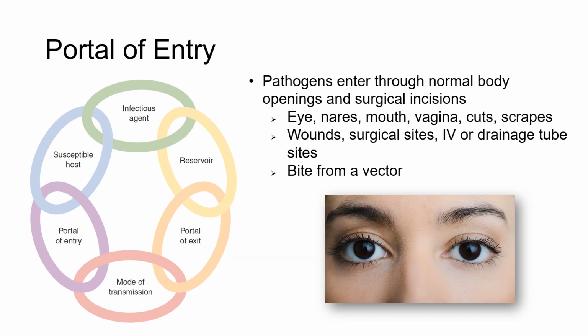Then we have portal of entry. So how are these microbes going to enter our body? We have several portals of entry on our bodies, pretty much any opening or surgical incisions. So our eyes, nose, mouth, wounds, surgical incisions, IV insertion sites, any kind of tube that we insert in the patient, like an indwelling urinary catheter, a tracheostomy, anything like that can be a portal of entry because it's going into our body. And then of course we have a bite from a vector, which is another infected organism that then bites us, such as a mosquito or a tick.